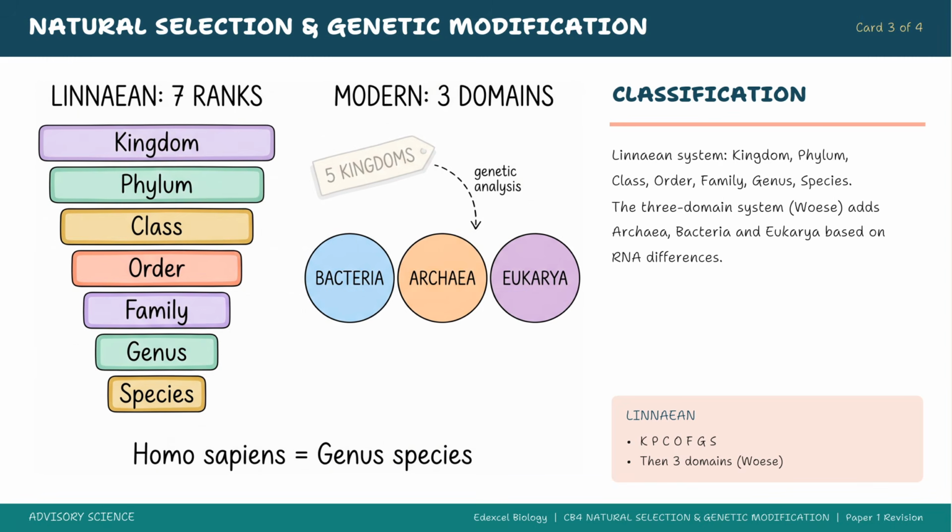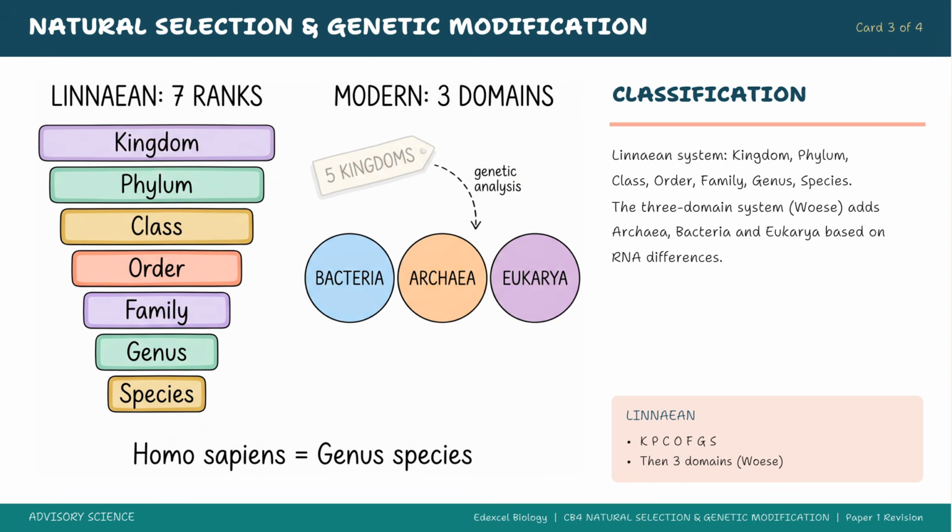The newest system uses just 3 big groups called domains. And we have bacteria, archaea, and eukarya. Eukarya is the domain that contains all animals, plants, fungi, and us. Scientists switched to this system because DNA evidence showed the old 5-kingdom system was not quite accurate.